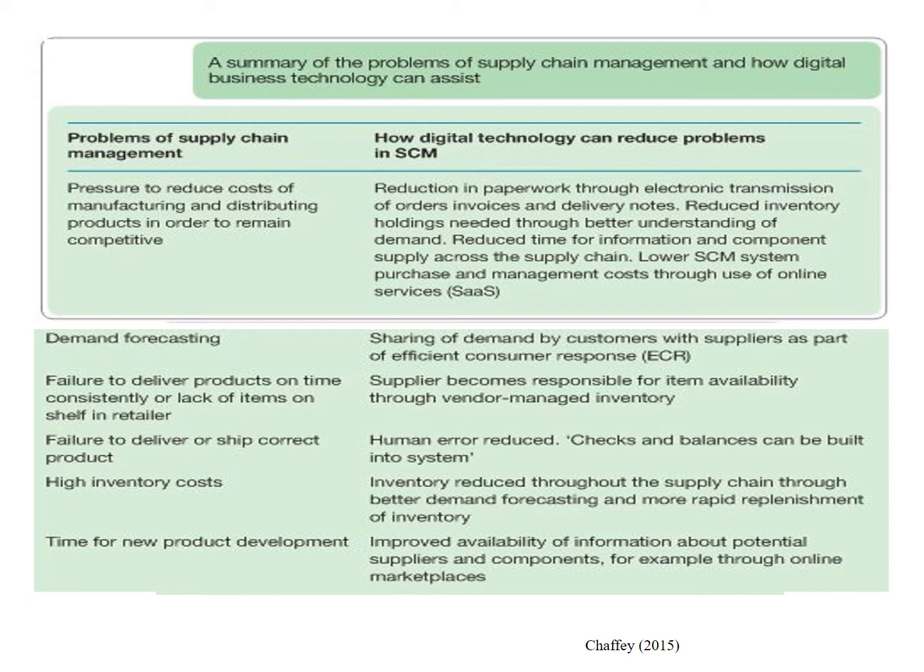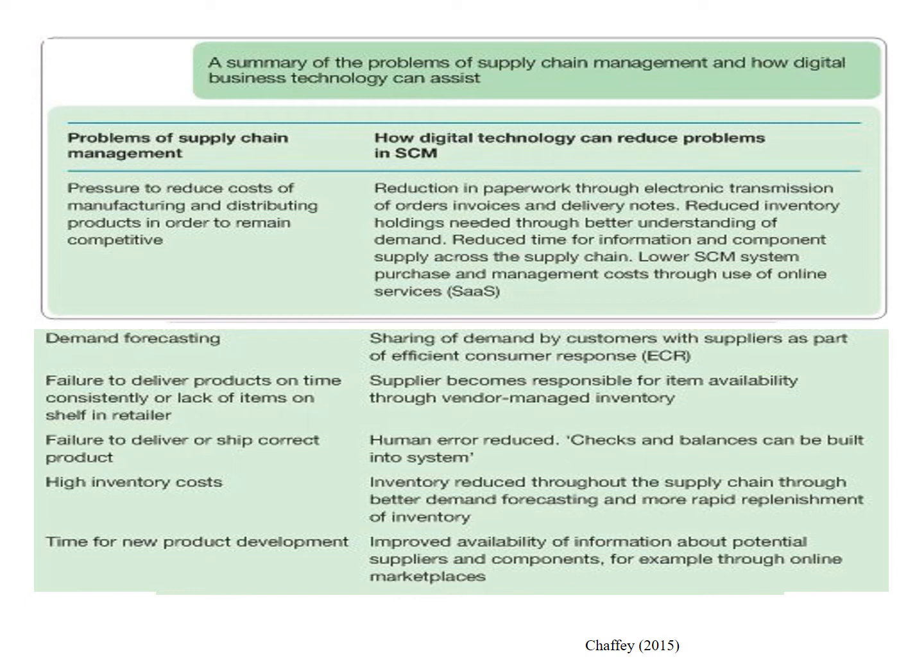So now we're saying that rather than using paper, we're using electronic transmission, so it's faster, for invoices and delivery notes, and it can be stored in a more efficient way as well. So it's quicker, it's there, and therefore there are reduced inventory holdings needed through better understanding of demand. If we can understand the demand at different times of the year, or if it's seasonal products, then we can buy in accordingly depending upon the lead times.